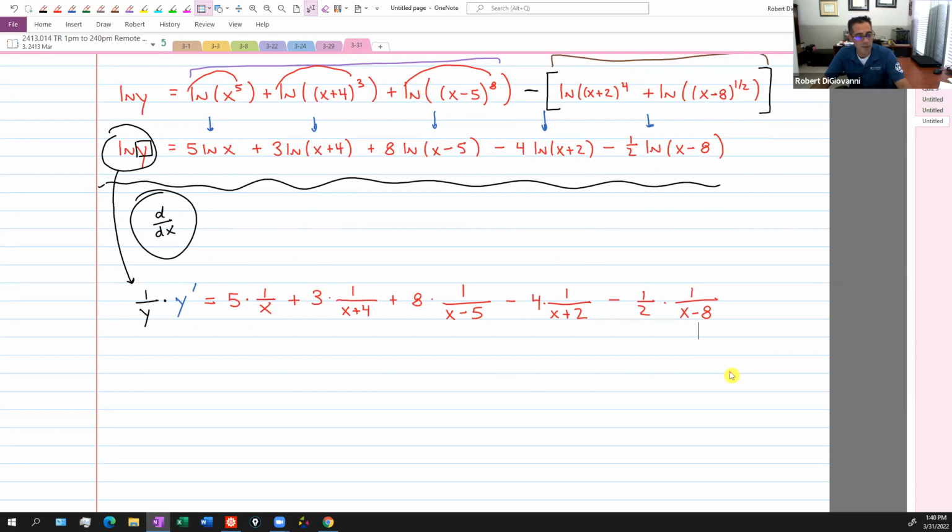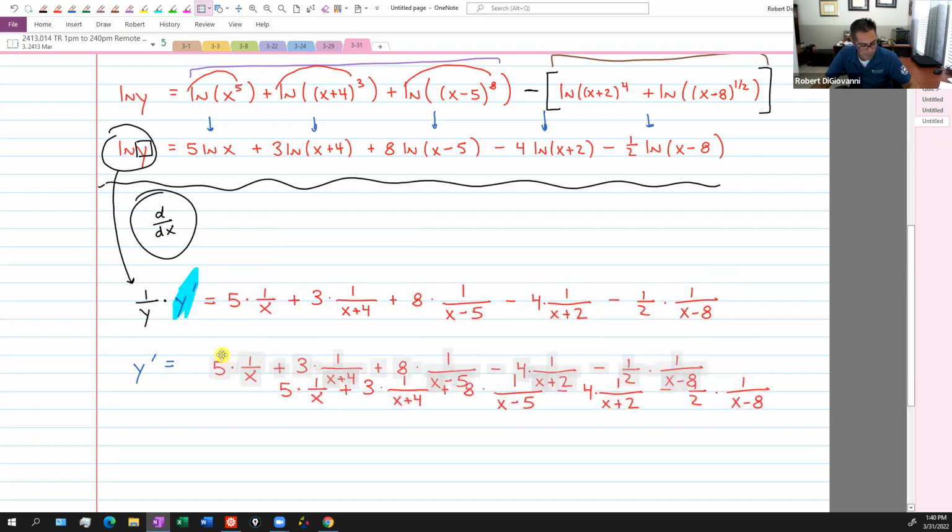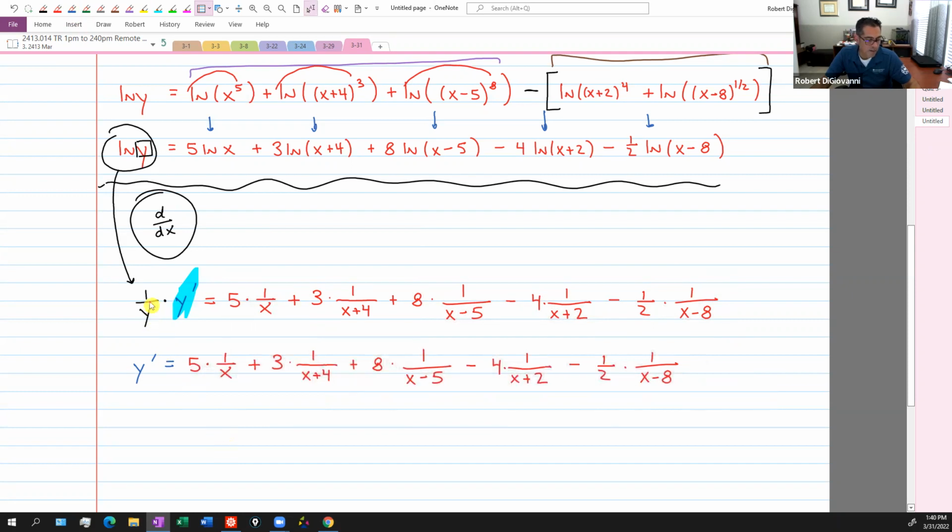We want to know what y prime is, so we need to get y prime by itself. Y prime will be equal to everything we just got, but I need to get rid of this 1 over y. So I'm going to multiply this side by y and this side by y. It goes away on the left, and that's how I get y prime. But here I still have all of this times y, don't I? Last step.